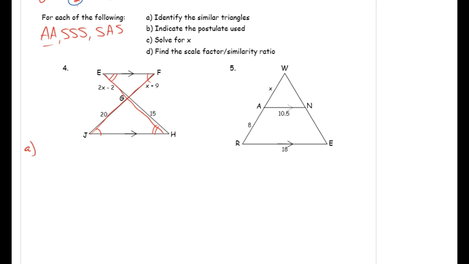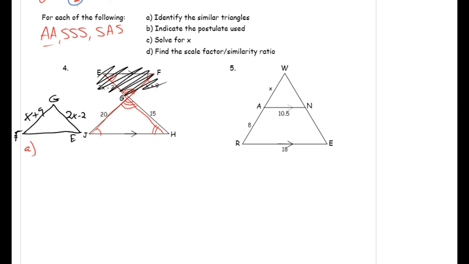Alright, what you might want to do here again is go ahead and redraw everything. So, I'm going to redraw the small one because it's going to be less. So again, these angles would be vertical. So if I go ahead and redraw the smaller one, it's going to look like this. E goes with H, F goes with J, and G goes with G. So EG is 2x minus 2, FG is x plus 9. Okay, now I can get rid of that. I don't need that anymore.